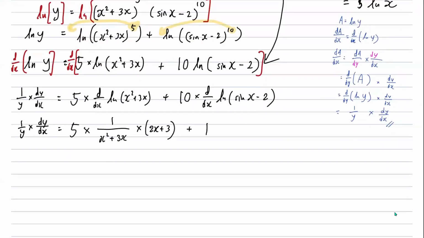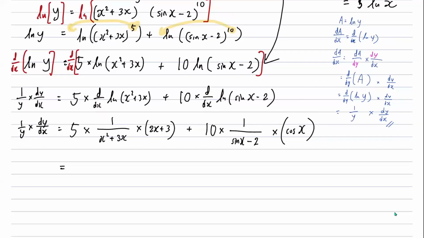Then plus 10 times the derivative of this ln. What do you get? 1 over (sine x minus 2), times the derivative of sine x. Wait, yes, cosine x. Differentiate minus 2. Is it minus 2x? No, that one is integration. This is differentiation, so it becomes a 0. Okay, good. You didn't fall for the trick. Still awake. Very good.